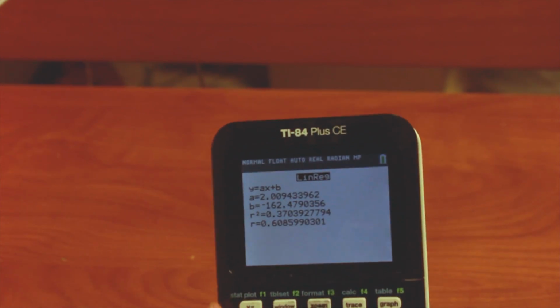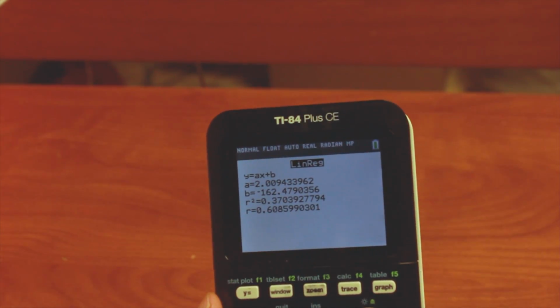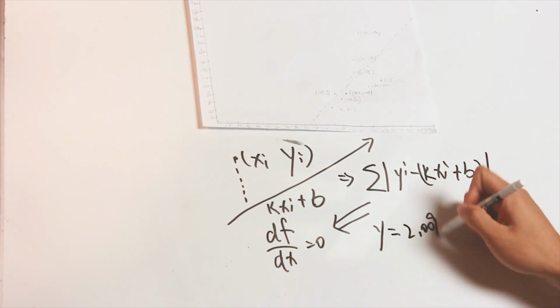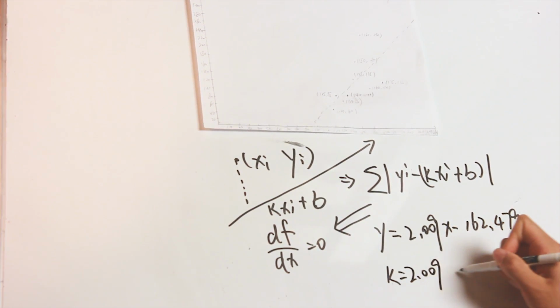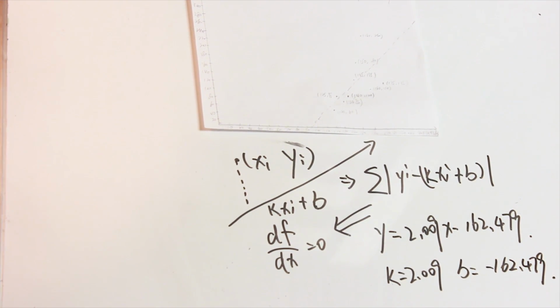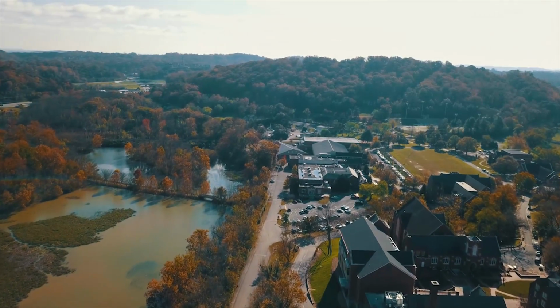Therefore, I get k equals 2.009 and b equals negative 162.479. The equation is y equals 2.009x minus 162.479.